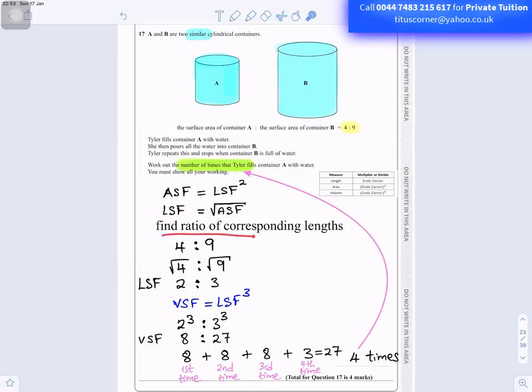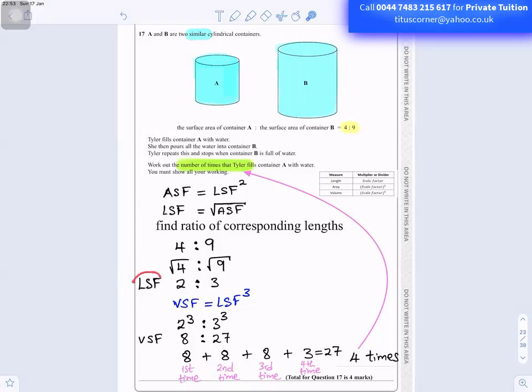So you want to find the ratio of corresponding lengths. The ratio is 4:9 for the area. So to get it for length, we have to do the square root, because it's area. So square root of 4 is to square root of 9. So the length scale factor will be 2:3, since square root of 4 is 2 and square root of 9 is 3. We are given the area scale factor 4:9. To change it to the length scale factor, we square root because area is squared.